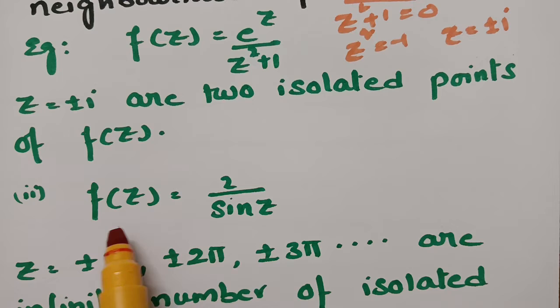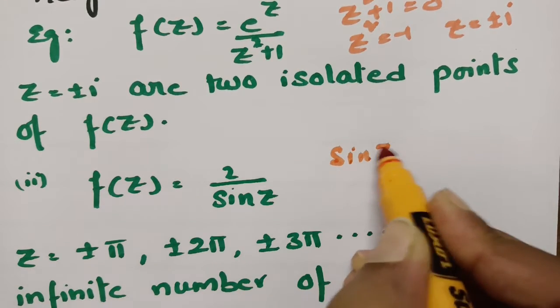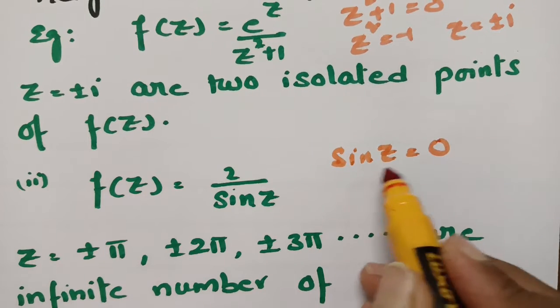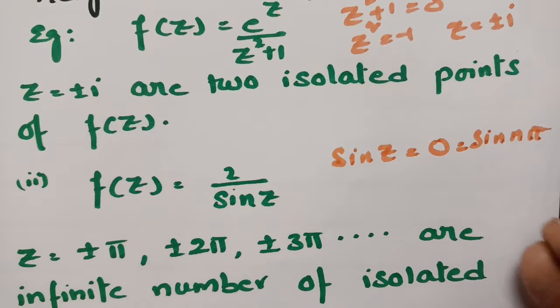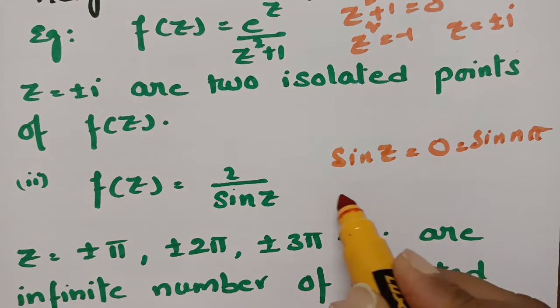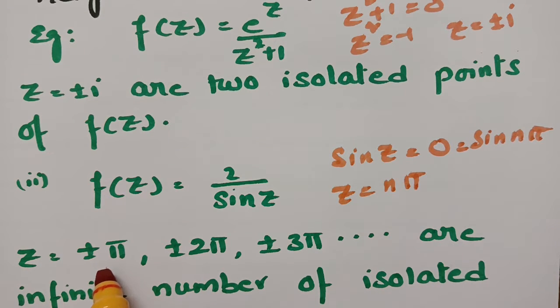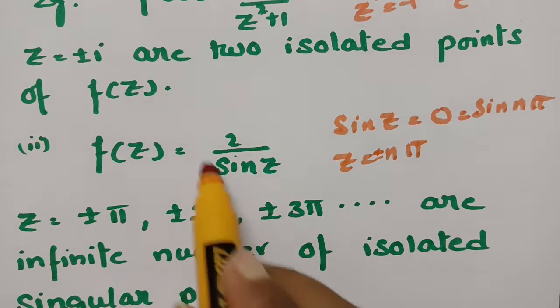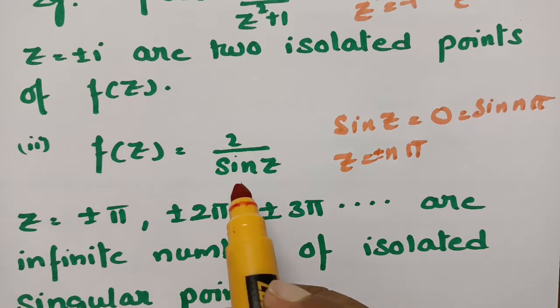Next one, f of z is equal to 2 by sine z. Here, we have to equate this denominator to 0. Sine z is 0 when z is n pi, since sine n pi is 0. So the z values are n pi, that is plus or minus pi, plus or minus 2 pi, plus or minus 3 pi. At each and every one of these infinite number of points, f of z is undefined, so not analytic at those points, and it is analytic at the other points.